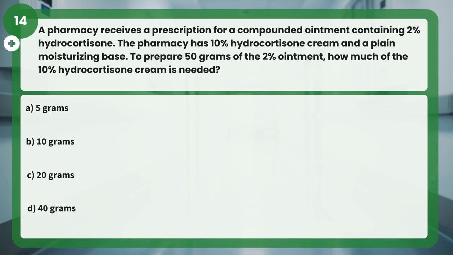Question 14. A pharmacy technician receives a prescription for a compounded ointment containing 2% hydrocortisone. The pharmacy has 10% hydrocortisone cream and a plain moisturizing base. To prepare 50 grams of the 2% ointment, how much of the 10% hydrocortisone cream is needed? A. 5 grams. B. 10 grams. C. 20 grams. D. 40 grams.